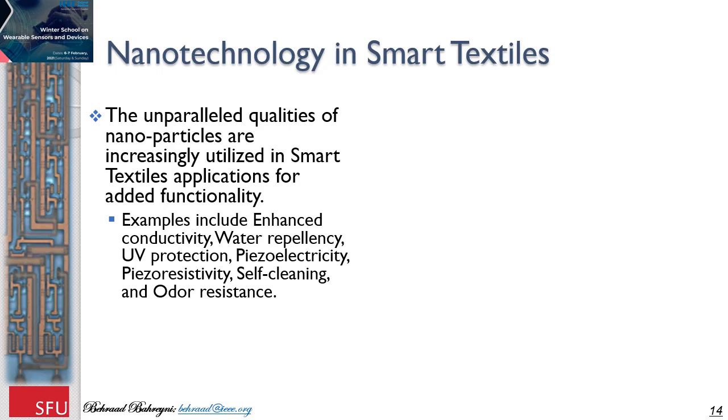So some examples include enhanced conductivity. In this case, I mean electrical conductivity, but thermal conductivity can also be enhanced using the right type of nanoparticles. You can make the textile water repellent. You can add UV protection. Piezoelectricity and piezoresistivity are properties that we can use in making sensors from these fibers. You can have self-cleaning and all sorts of additional properties based on the type of nanoparticle and dimensions and the materials that you use. So this gives you a lot of flexibility in terms of developing new materials or extracting a desired performance from the fiber that will eventually be incorporated into the textile.